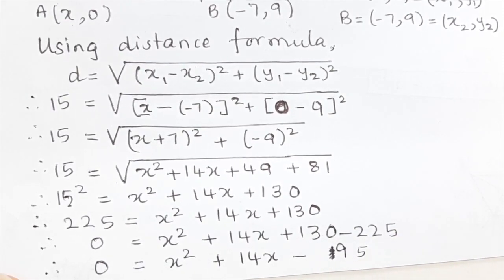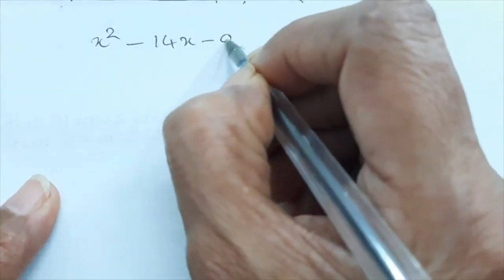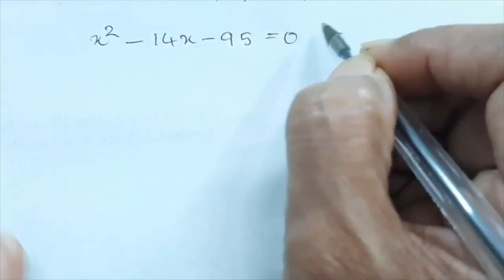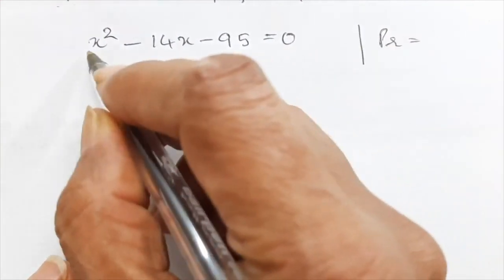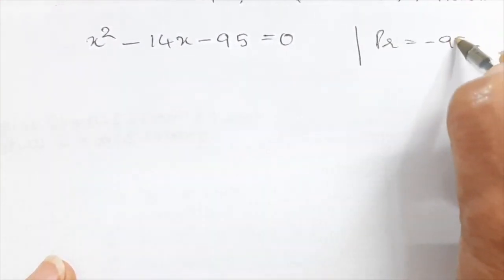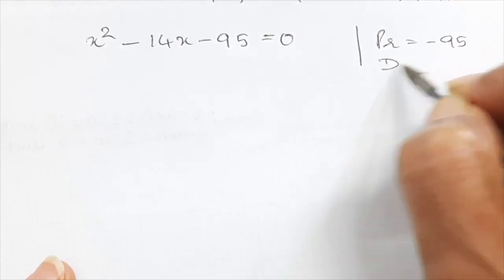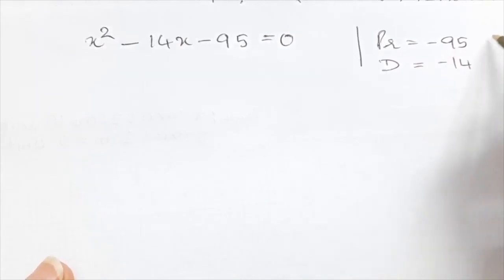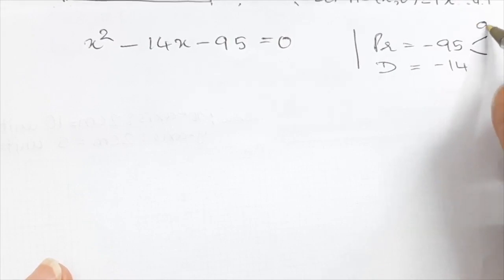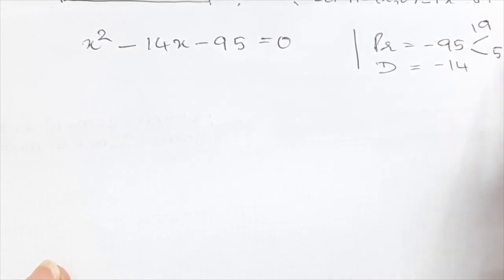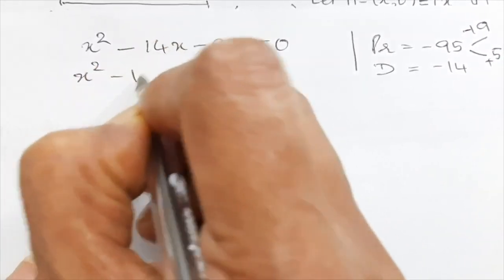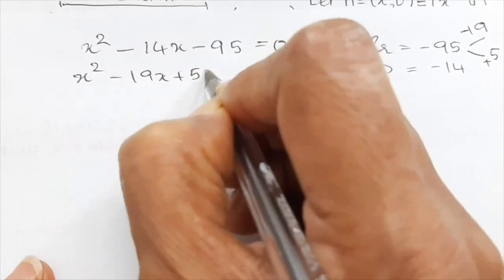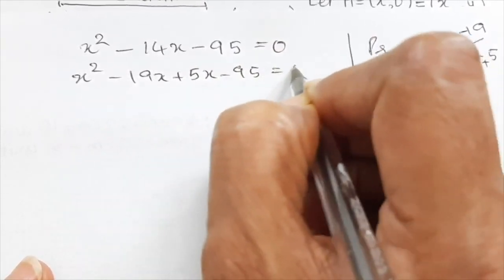Okay. Now we have to factorize this. So we have x squared plus 14x minus 95, and that's equal to 0. So we will now write our product is going to be 1 into minus 95, that is minus 95, and we will have difference equal to minus 14. The factors of 95 will be 19, 5 is 95. So minus 19 and plus 5. Okay. So x squared minus 19x plus 5x minus 95 equal to 0.